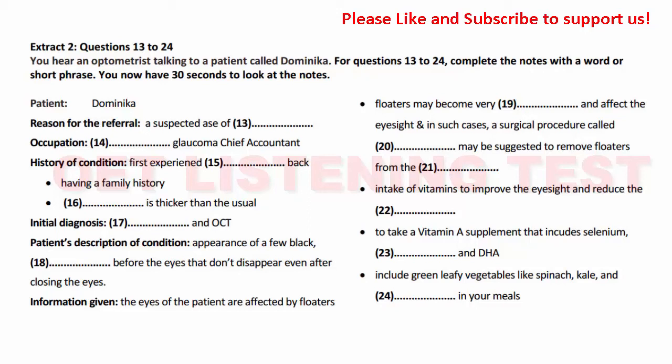Rarely, floaters may become very dense and plentiful and affect the eyesight. In such cases, a surgical procedure called vitrectomy may be suggested to remove floaters from the vitreous. A vitrectomy is performed to remove the vitreous gel along with the floating debris from the eye. How can I get rid of floaters, doctor?